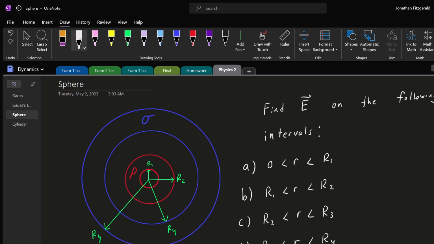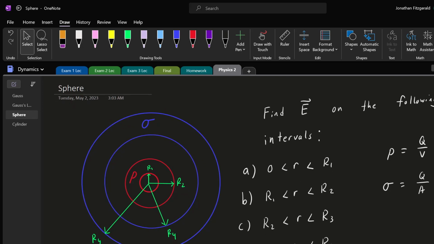So just real quick, remember that rho is basically charge per volume, which would have units of coulombs per meters cubed. And then sigma is charge per area, which would have units of coulombs per meters squared.